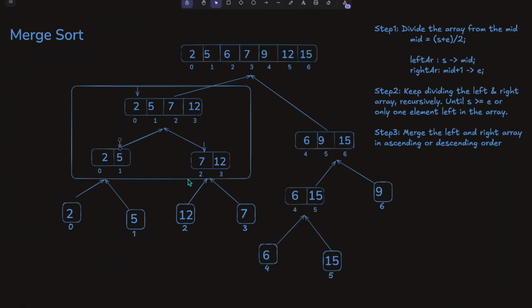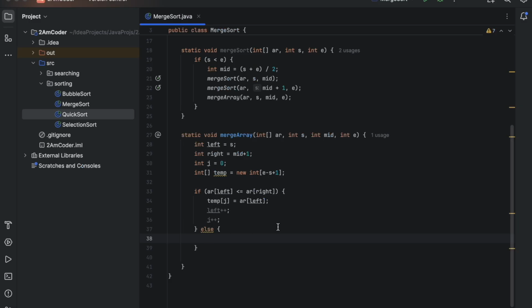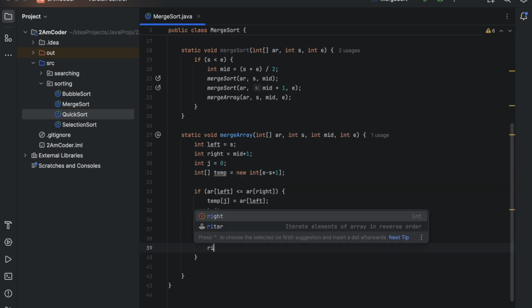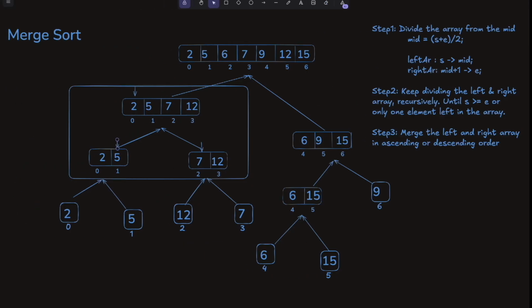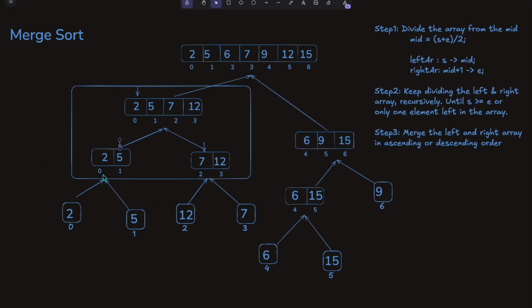Else, when the right array has the lesser value, in that case we will put the value from the right array into the temporary array. Increment the value of the right index, and here also we need to increment the value of j, so I'll put it outside the condition, and we have to do this continuously for each index until any of the arrays exceeds its pointer limit.